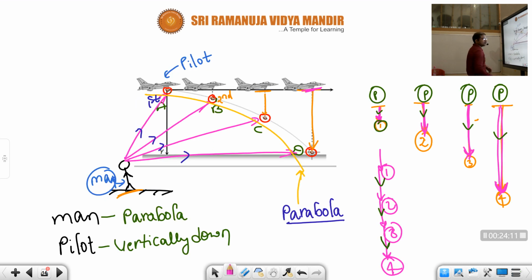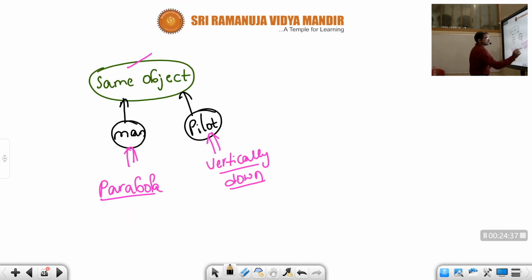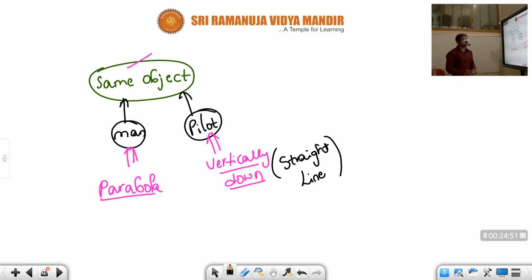See, children, what is the shape over here? What is this shape called? If you observe, what is this shape? A straight line. Okay, it is a straight line. A straight line for whom, children? A straight line for the pilot. For the pilot, the bomb appeared to be going vertically down. The shape is what? A straight line. Okay, the shape is a straight line, children. Understood, no, children?